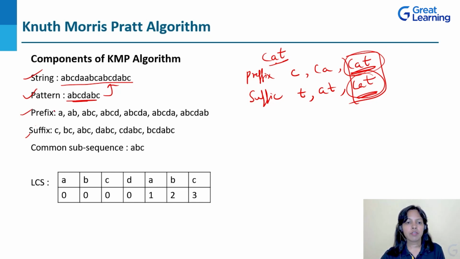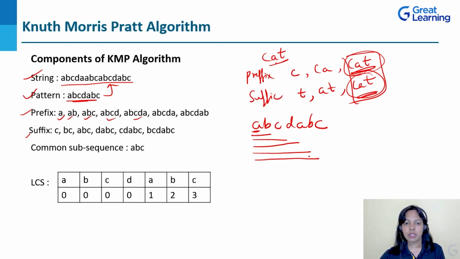Now you can see here, if I ask about this given pattern A, B, C, D, A, B, C, the prefixes of this will be first only A, then A, B, then A, B, C, then A, B, C, D, then A, B, C, D, A, then A, B, C, D, A, B. As we are not taking the complete word as a prefix, we'll only take into account this much.